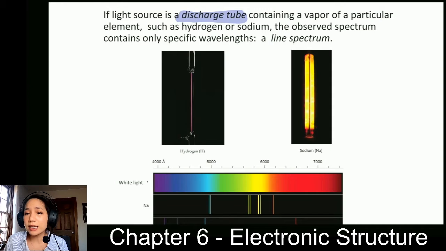And so what scientists observed in this experiment of discharge tubes is that depending on the element that is inside one of these tubes, they would see a different spectrum of light, and they would see specifically a line spectrum. A line spectrum is different than our continuous spectrum of white light. White light contains all of the colors of the rainbow, so that's like what you see here, white light. But when you energize a discharge tube of a specific element, that element would only emit certain specific wavelengths.